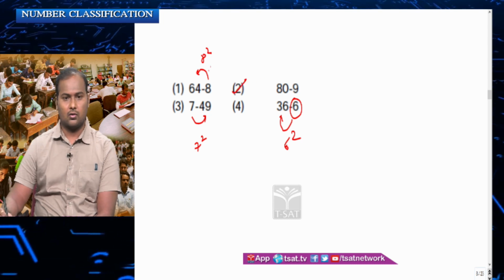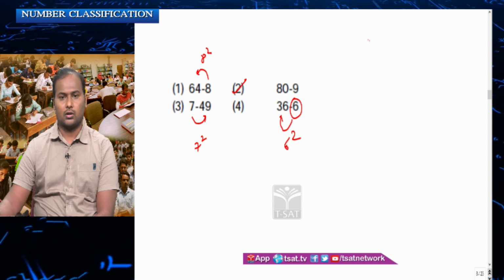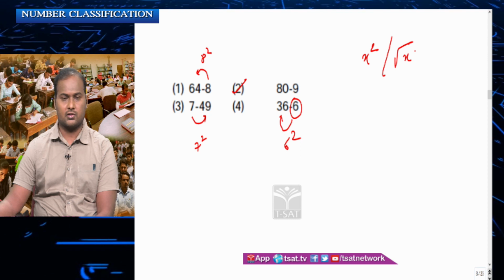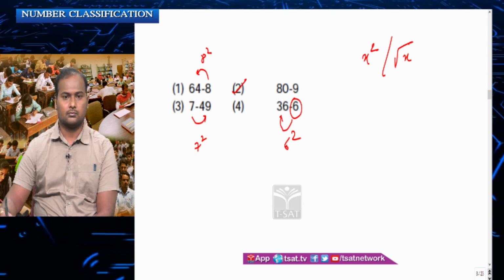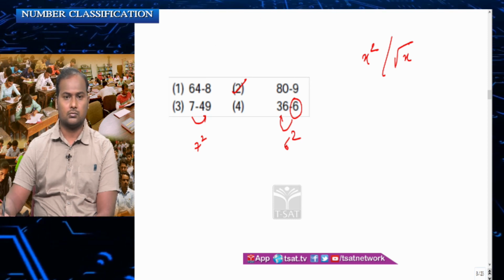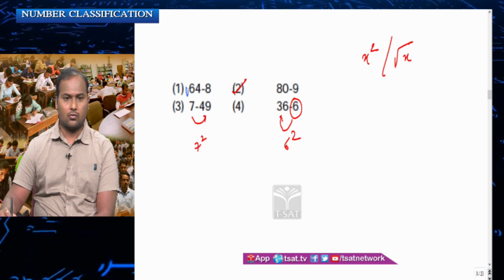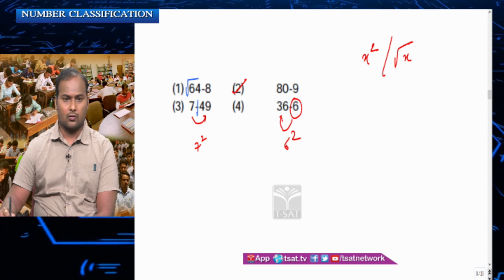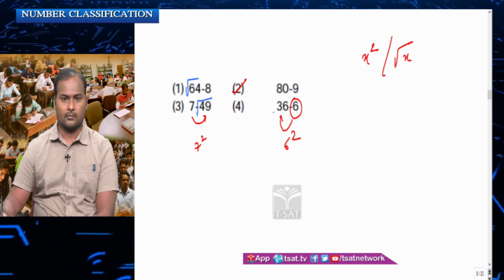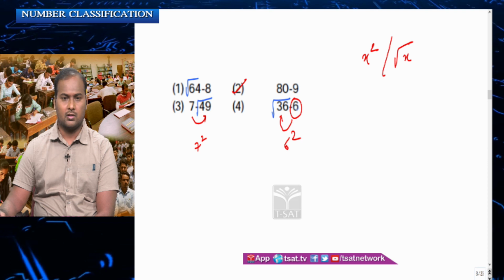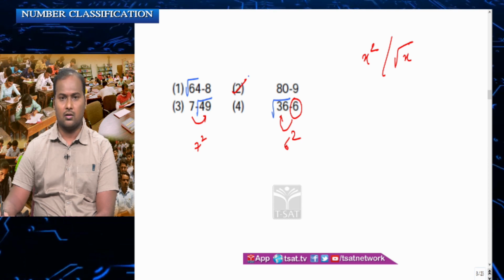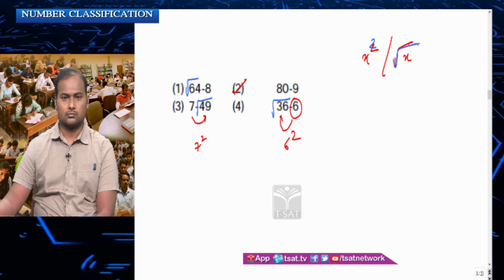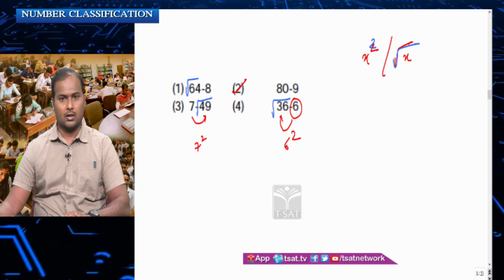Or not only square, you can go with root also. Either x square or root of x is possible. For example, if you see root 64, it will become 8. The same way, root 49 will become 7. Root 36 will become 6. Whereas in option 2, it is not possible. So either squares or square roots. Okay. You can do either case, both are correct.